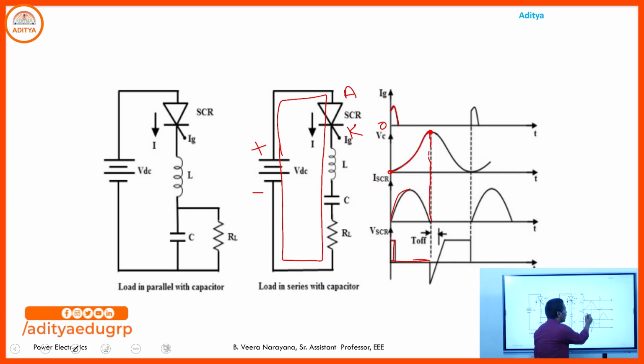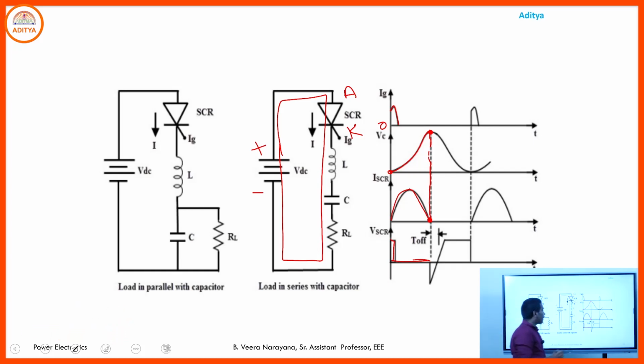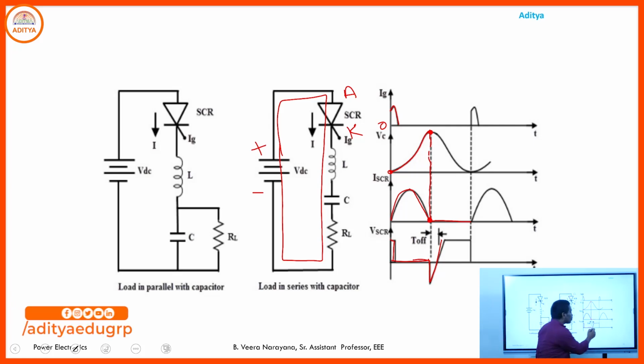Hence at this instant the current flow through the SCR is 0, and after this instant the capacitor starts discharging. Then a negative voltage will be available across the SCR, and up to this, you can assume the current flow through the SCR is 0 and the negative voltage is available across the SCR. Then the SCR is commutated at this instant, hence after that there is no current flow through the SCR, and the total source voltage is available across the SCR.